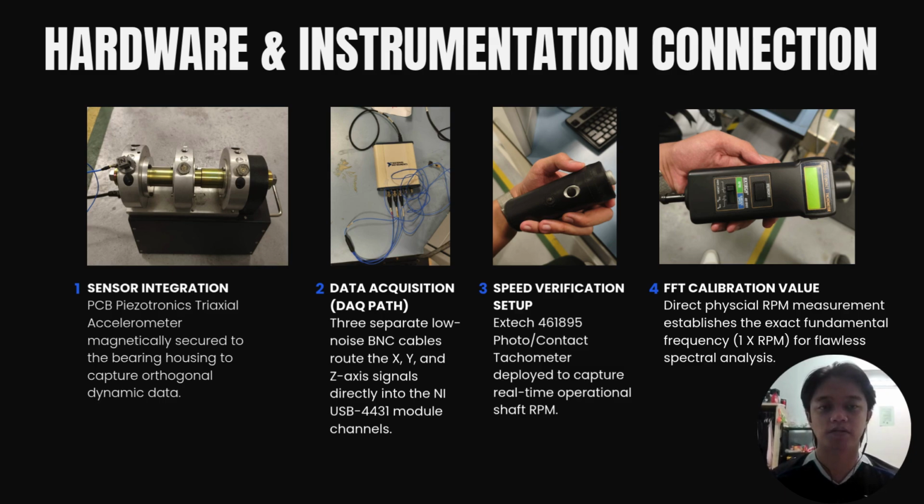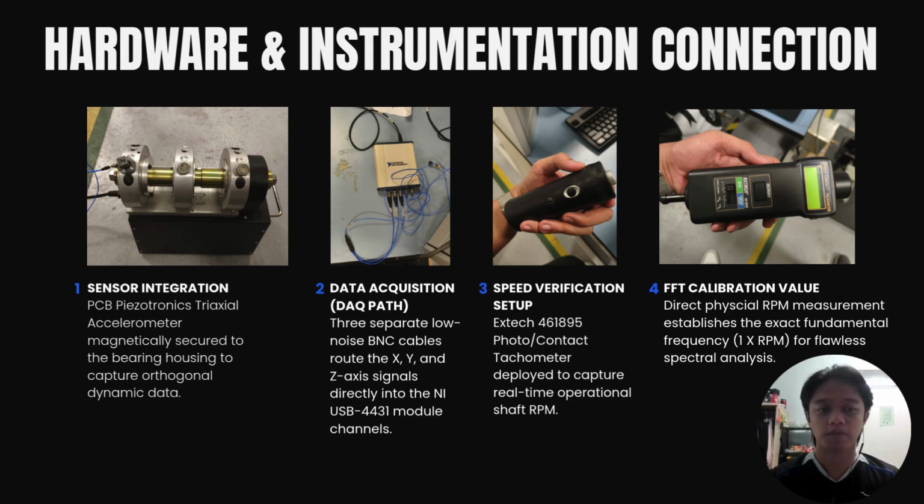Second, the data acquisition or DAQ part. Here, 3 separate low-noise BNC cables route those X, Y, and Z axis signals directly into our NI DAQ 4431 module channels. Third, for the speed verification setup, we deployed an X-TAC 461895 photo or contact tachometer to capture the real-time operational shaft RPM. And finally, the FFT calibration value.